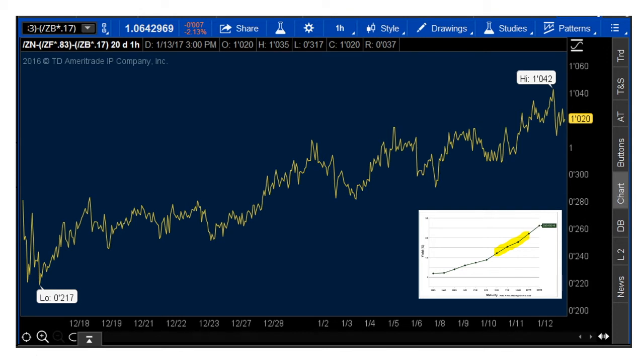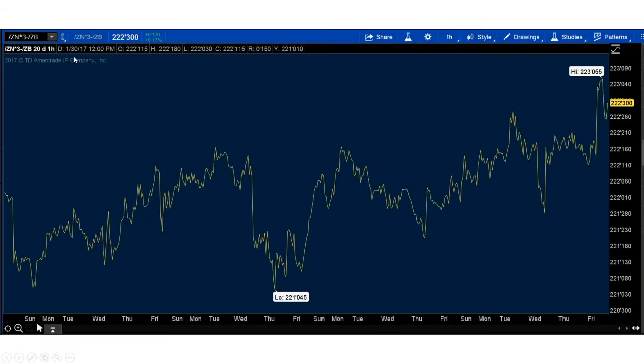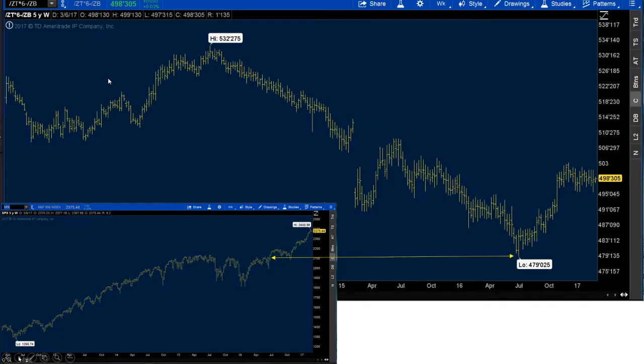Just like here, I've done this with the butterfly. If I go up, the relationship between 10-year and bonds is a 3-to-1 relationship. That's how we normalize them. That's how we chart them. That's exactly how you trade them. We'll get into that a little bit more at the end.